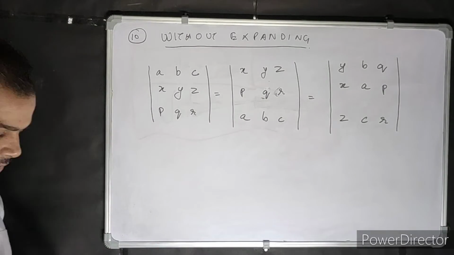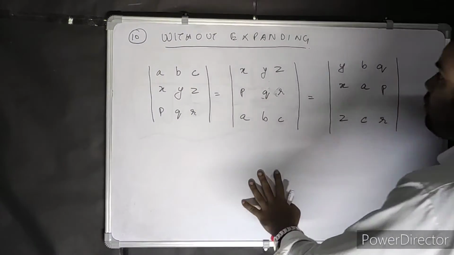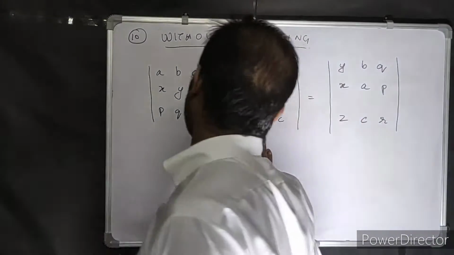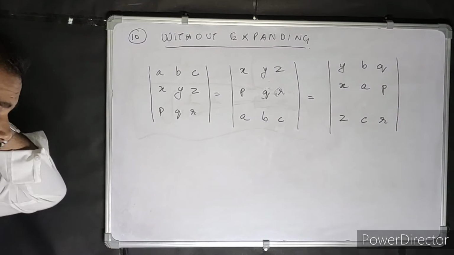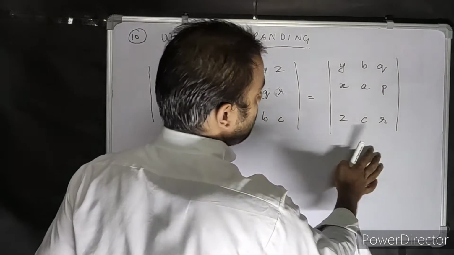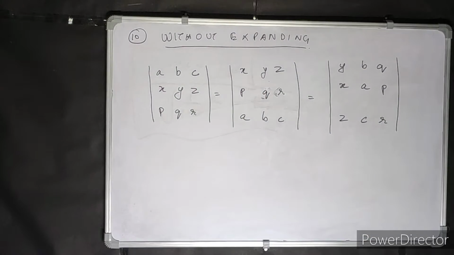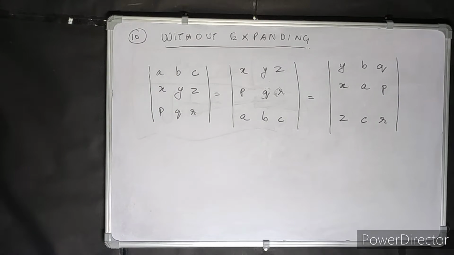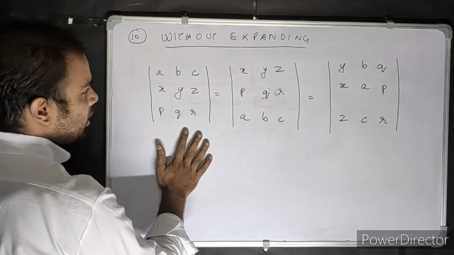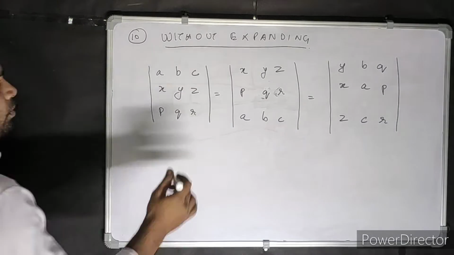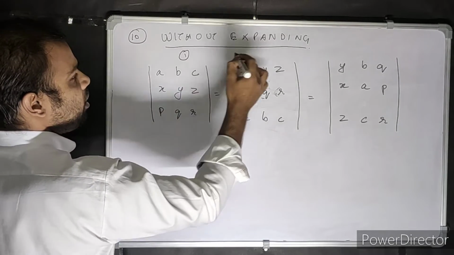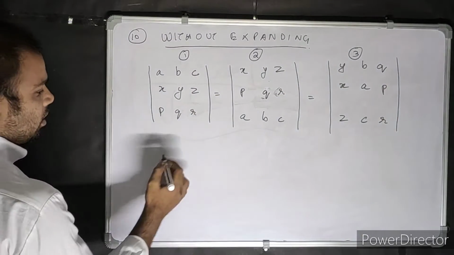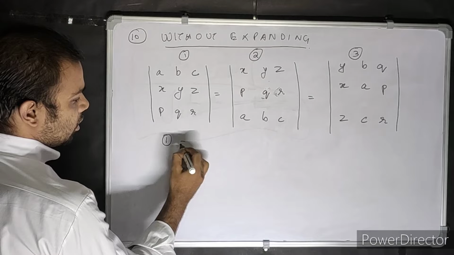So look at it very carefully. We are going to use one of the properties to prove this is equal to this and this is equal to this and also this is equal to this. Let us start doing it. Let's start proving this one is equal to this one. Let's give them 1 and 2 and this is 3. Let's start proving 1 is equal to 2.